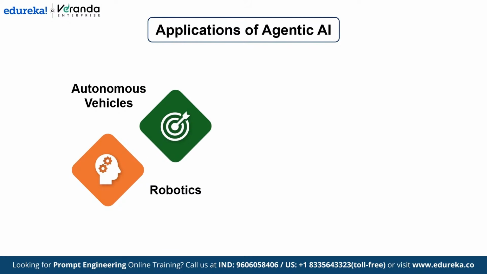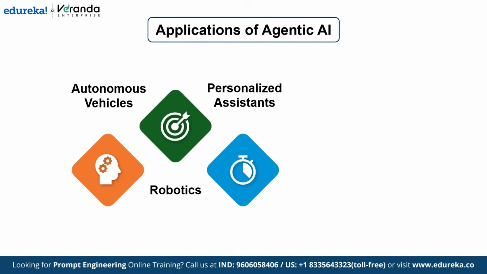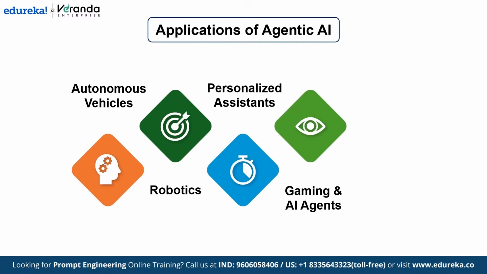In robotics, Agentic AI allows industrial, healthcare, and exploration robots to perform complex tasks independently, as demonstrated by Boston Dynamics robots used in logistics and rescue operations. Personalized virtual assistants like Google Assistant and Amazon Alexa leverage Agentic AI to predict user needs, manage schedules, and execute tasks without direct commands. And in gaming, adaptive AI agents enhance the experience by creating challenging, human-like opponents, such as AlphaGo and AI bots in real-time strategy games.